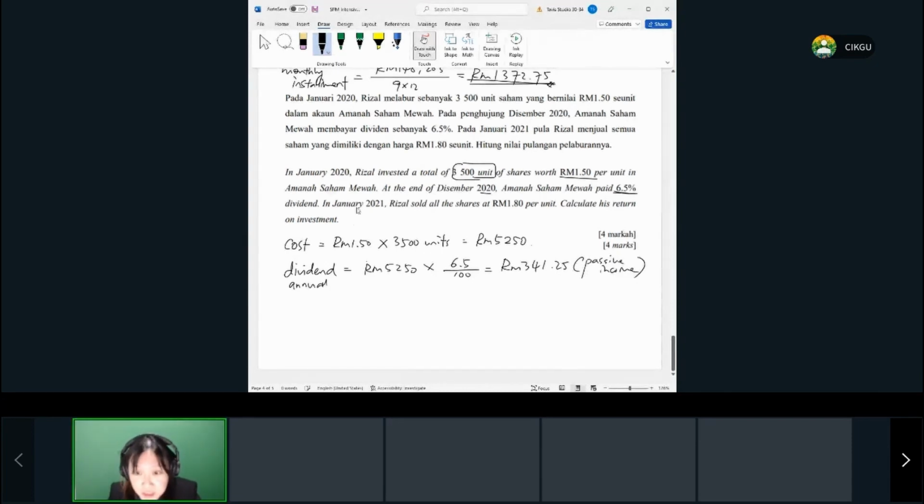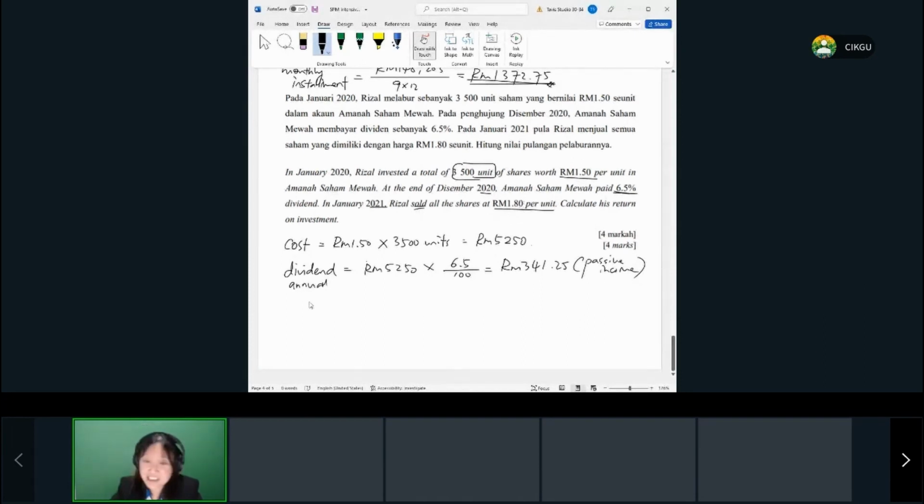So what else? In January 2021, the next year, Rizal sold all his share at 180 per unit. This is another beauty of share. The price of share will fluctuate. So if you time your purchase correctly, if you buy at a lower price and you know for sure the future price will go up, then you better buy now. And then maybe you wait for 1 year, like what Rizal did. After 1 year, you can earn 30 cents per share.